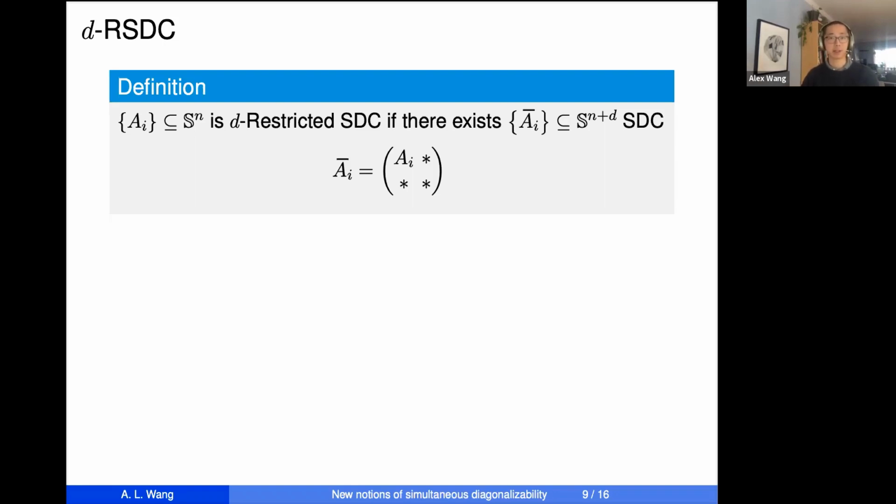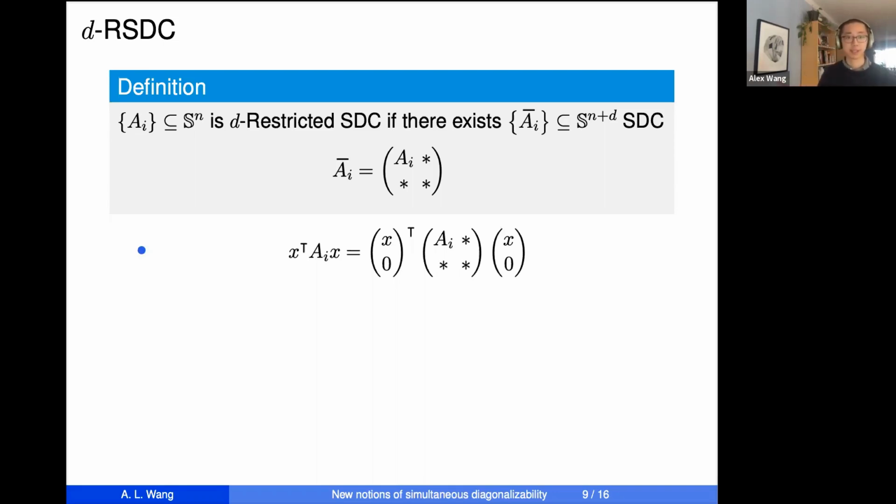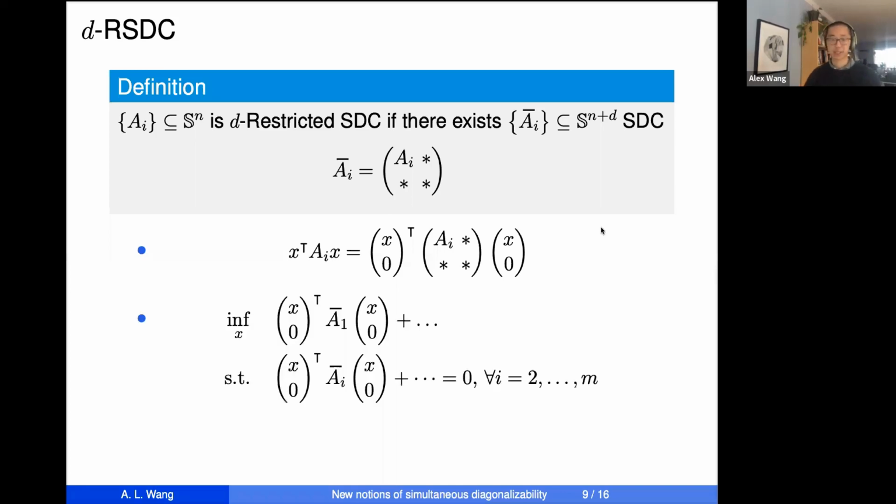How am I planning to use it to solve QCQPs? I think the first, relatively simple observation is that the quadratic form induced by A sub i on my x vector is equivalent to the quadratic form induced by this lifted bar A sub i on the vector which is x, and then d many zeros below it. So what I can do is go into my QCQP and replace each of the original x transpose A sub i x terms with this new rewriting of x transpose A sub i x.